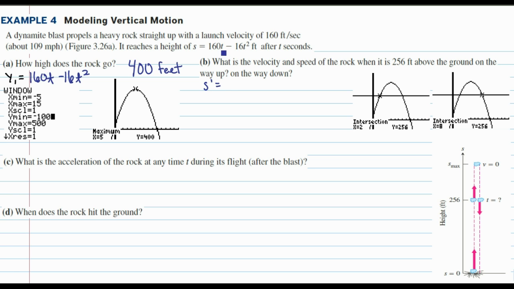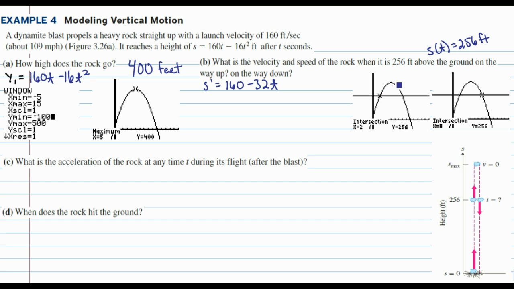So s prime: the derivative of 160t is just 160, the constant. Now I'll drop the 2 down as a coefficient, so negative 32t to the first. So there's s prime. But I need to know what number to plug into s prime. It says, what is the velocity and speed of the rock when it is 256 feet above the ground? So that is talking about a position. We're asking, when does its position equal 256 feet?